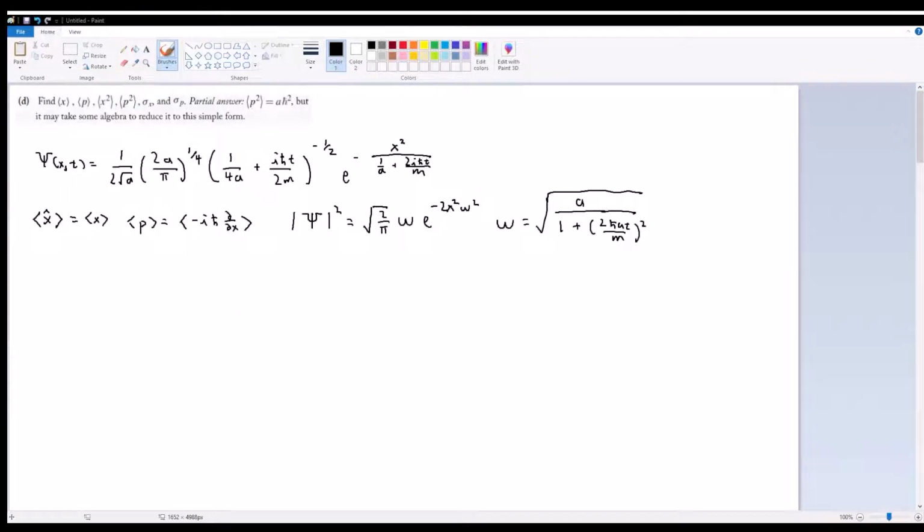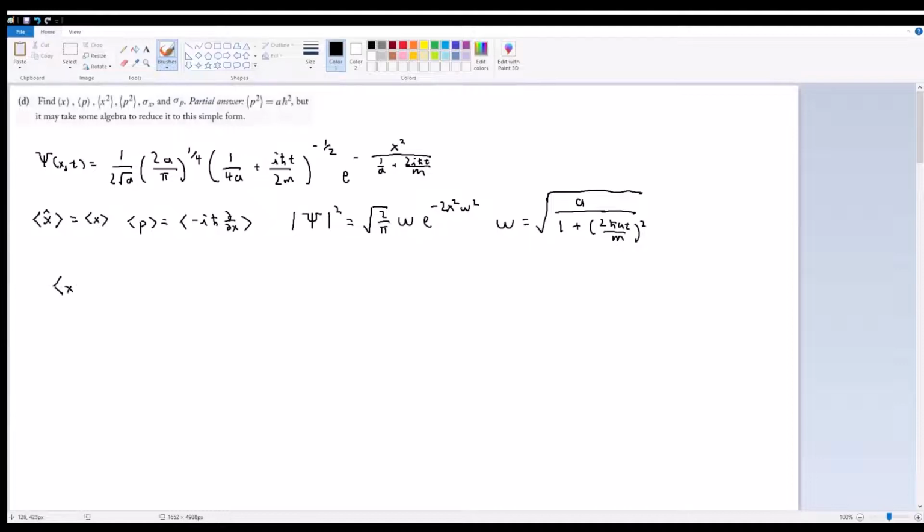Right. Okay. Welcome to the hell that is part D. The hardest part is going to be the expectation value of p squared, because we're going to have to take the derivative of this horrible mess of a wave function twice. So I've set up all of the initial stuff that we already know here. We're going to do x and x squared first, because those are easy. We already know magnitude psi squared, so it's just a matter of plugging these in. Let's just do that right away.